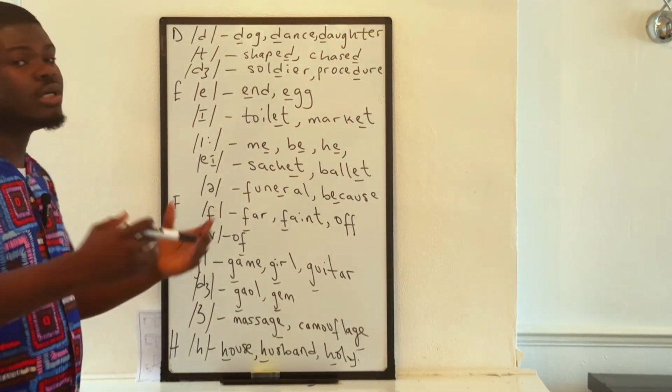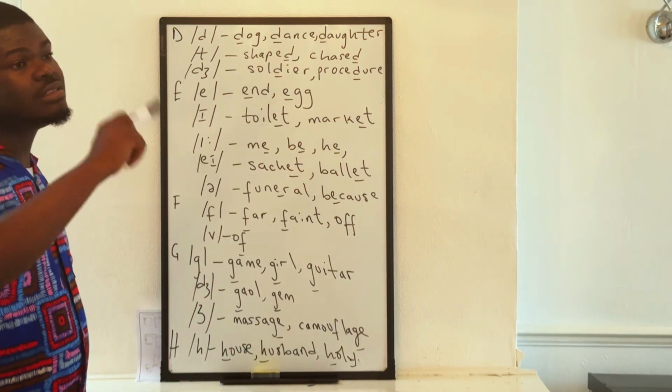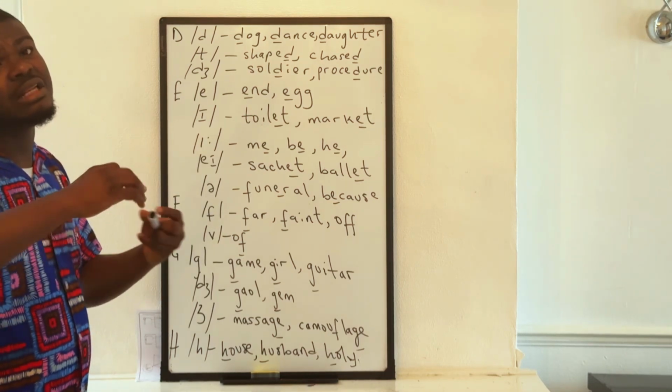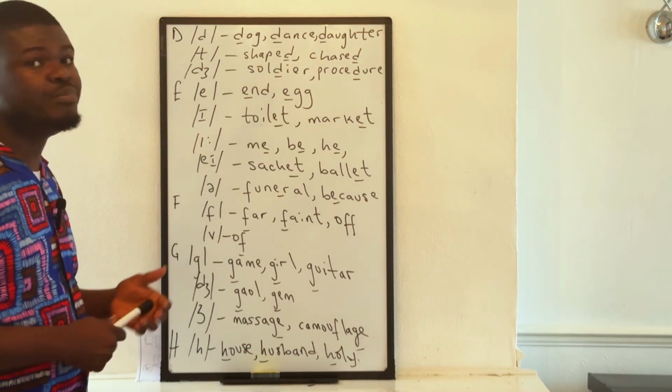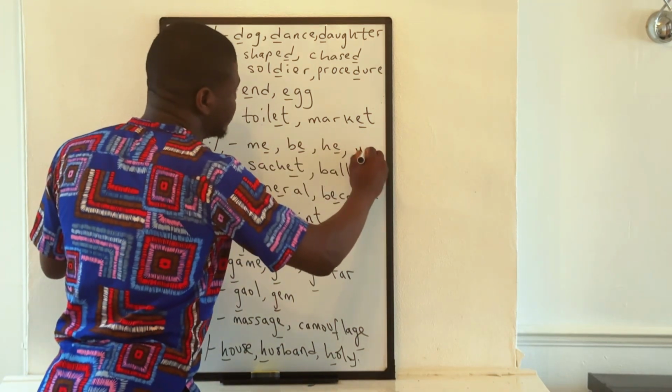The next one is the long E. You see all of these words, be, me, he, the letter E's in them are often pronounced as the long E sound. Me, be, he, we. Let me add we to it.